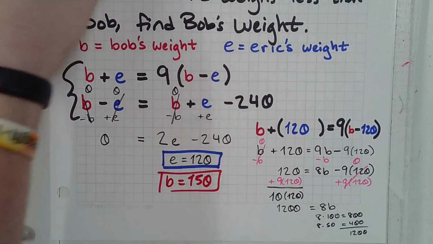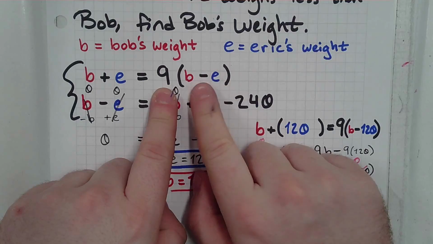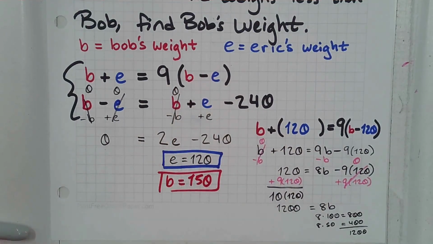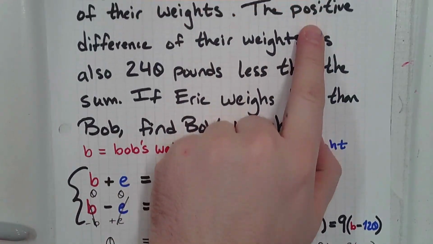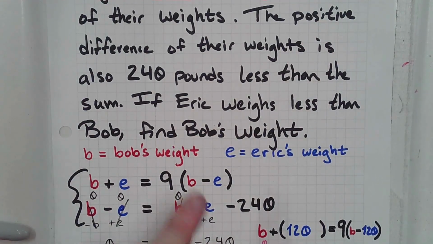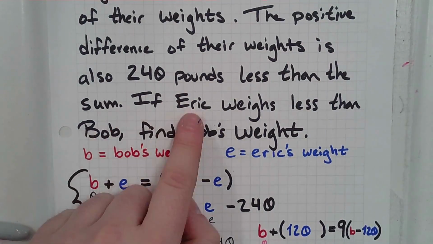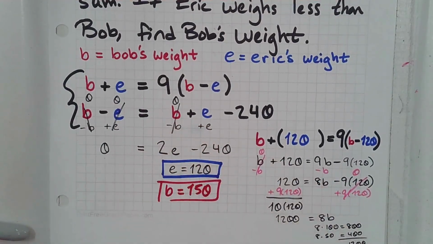I think for this one, the hardest thing was the words, right? The sum and the difference, 9 times the difference. When people said they were confused by the positive difference, that makes sense that they were, because it's weird that they throw that in front. But it's just because if you subtract Eric and do Eric minus Bob, you'll get a negative difference, right? So it's important to think about which one is heavier.